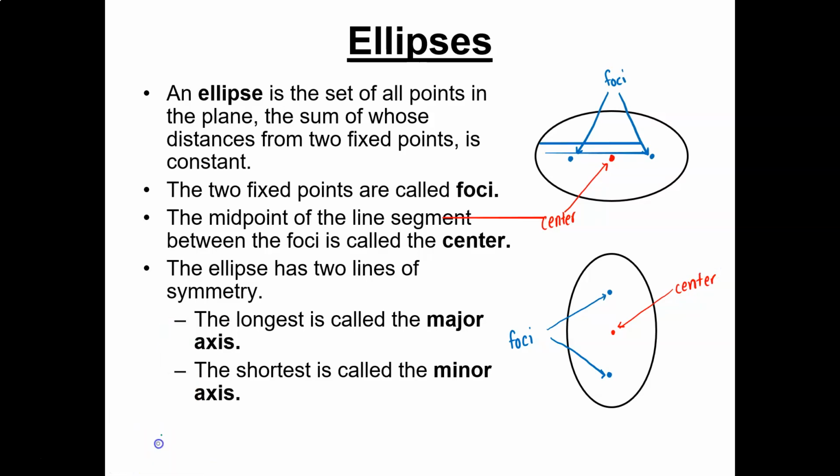And then you're going to have a major axis. It is your longest axis of symmetry. So for a wide ellipse, it's going to be the horizontal line. But for a tall ellipse, it's going to be the vertical line.